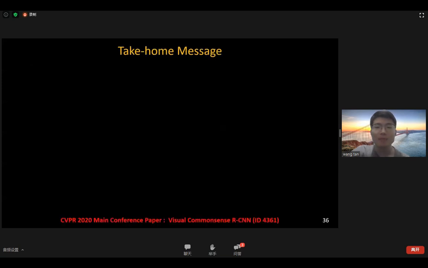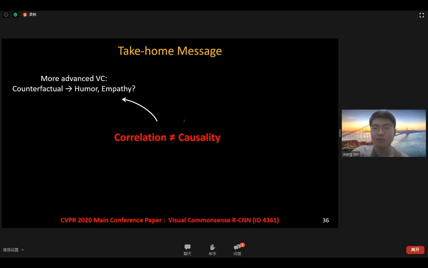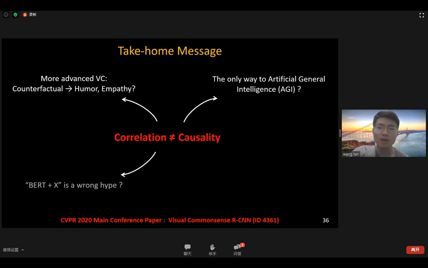To sum up, our community has already reached agreement that correlation does not equal causality for a long time. However, few works have made great progress to use this truth in the CV community. Here we want to appeal that this golden truth deserves more attention now, and it still has a lot of potential waiting for us to exploit. That's all. Thank you.